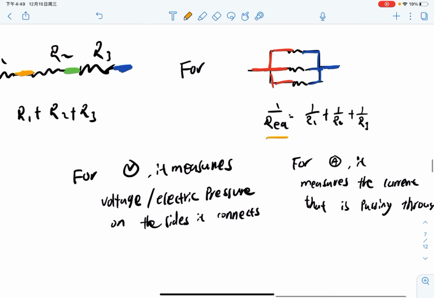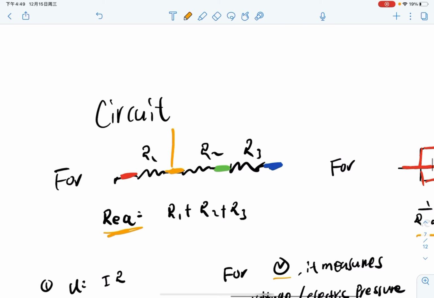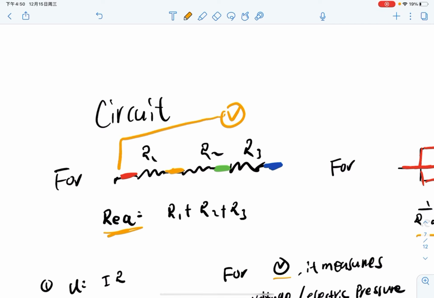And the voltmeter measures the voltage, or the electric pressure, on the sides it connects. So in this case, if you put a voltmeter over here, it will measure the pressure difference between this point and this point. And if you connect the voltmeter like this, it will measure the pressure difference between the red and the blue part.